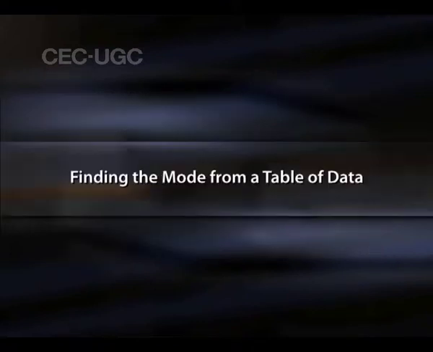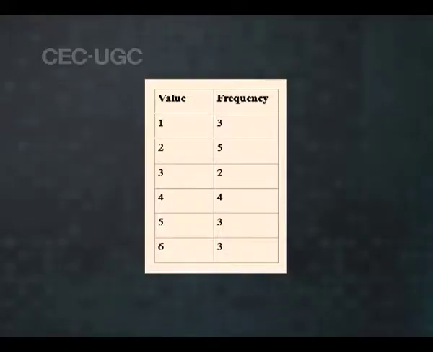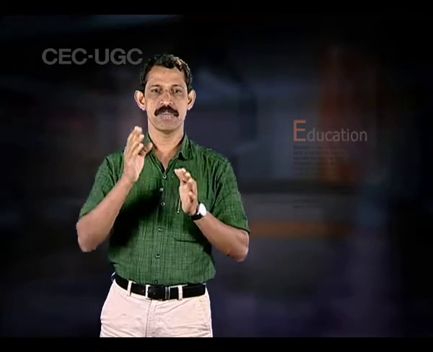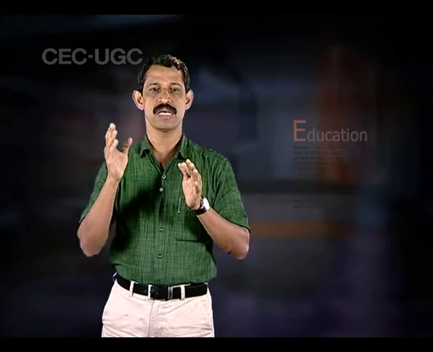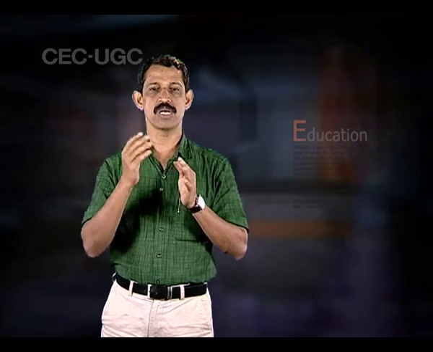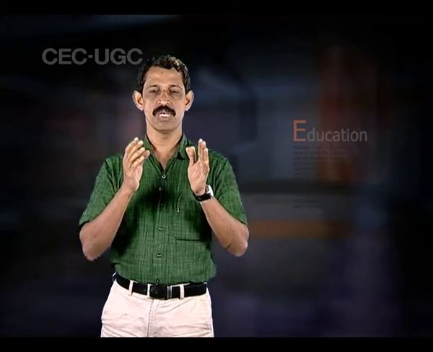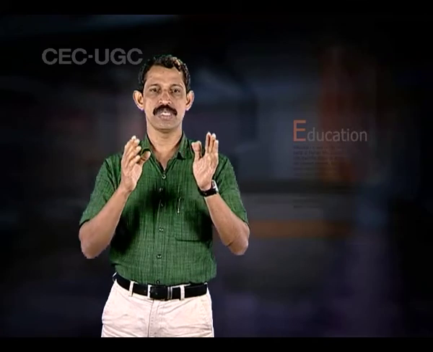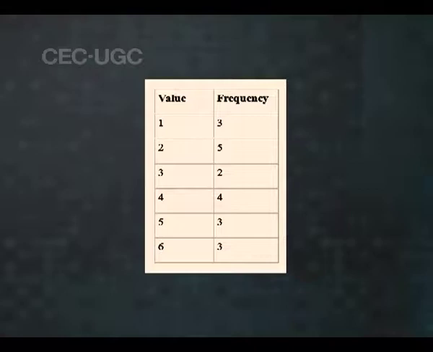Finding the mode from a table of data. From the table, values are given in column number 1 and frequencies are given in column number 2. Finding the mode is much easier from a table because the frequency column tells us how many times each value occurred. We can find the value which occurred the most often by looking for the value with the highest frequency. In this case, we can see that the value with the highest frequency is 2. The mode of this set of data is therefore 2.